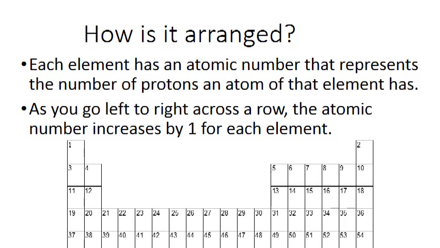So how is the periodic table arranged? Each element has an atomic number that represents the number of protons an atom of that element has. So we knew that already. But as you go left to right across the row, the atomic number increases by 1 for each element. So the first element at the very top left, hydrogen, it has 1 proton. The second element, with the atomic number 2, it has 2 protons. And then 3 protons, 4, 5, 6, 7, 8, it goes up like that. So that's how these things are arranged.